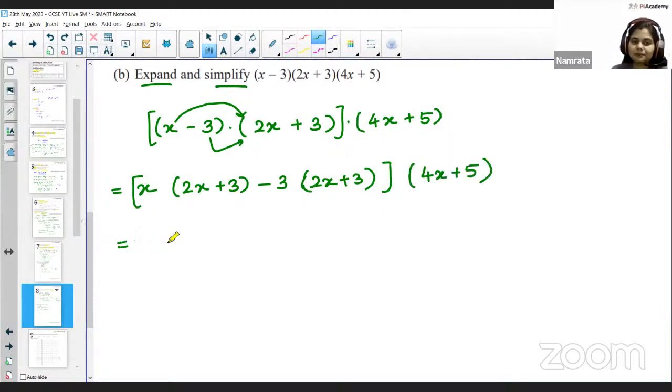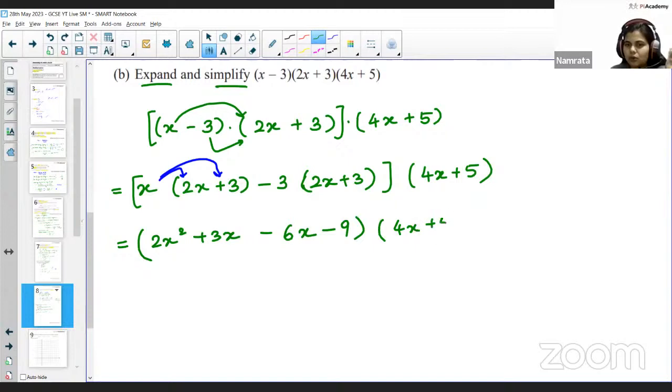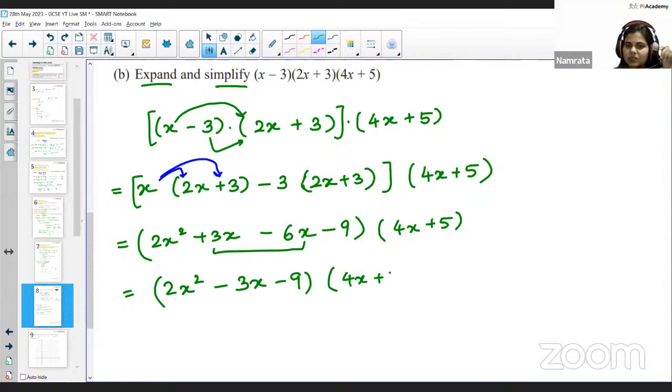Since we already know multiplication is a binary operation, we need to take only 2 quantities at a time. So now we are expanding. We'll multiply term by term again. That gives us 2x square plus 3x minus 6x minus 9. I hope all would have got this step. Combining like terms, we get 2x square minus 3x minus 9 in one bracket, and in the next bracket, we have 4x plus 5.